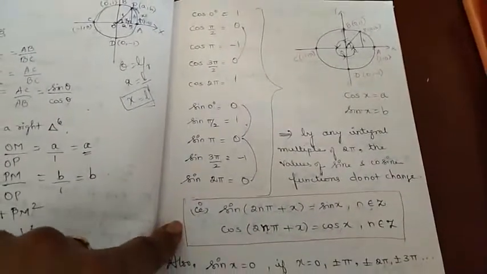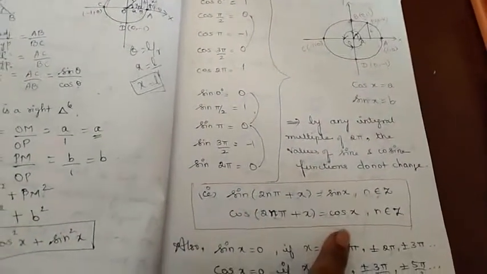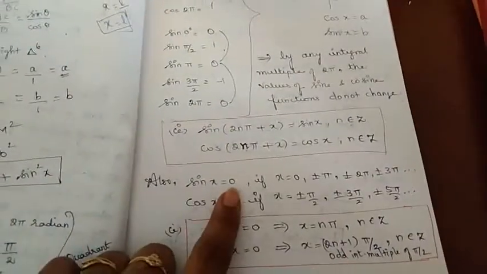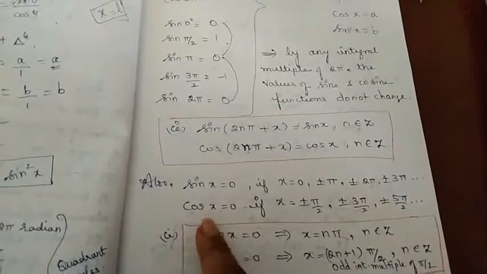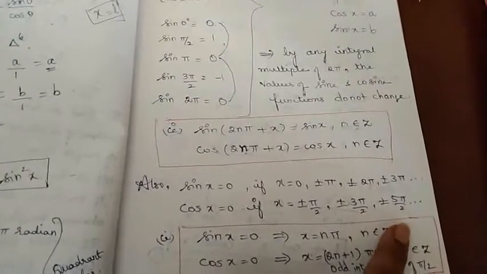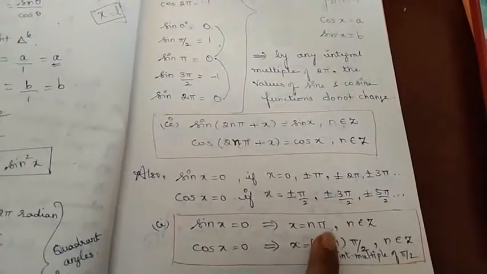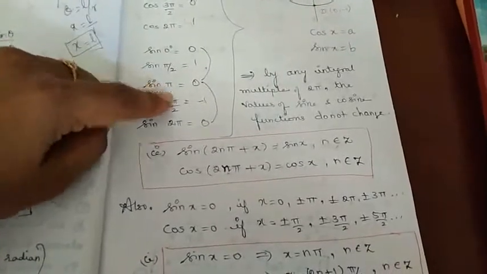This is again an important result you have to remember. Sin(2n pi plus x) is sin x. Cos(2n pi plus x) is cos x for any n belongs to Z. Also sin x is 0 if x is equal to 0, plus or minus pi, plus or minus 2 pi, etc. But cos x is 0 for x equal to plus or minus pi by 2, plus or minus 3 pi by 2, etc. So in general how will we write it? Sin x is 0 for x equal to n pi, because the sin value becomes 0 for x equal to 0, pi, 2 pi, and so on. But cos value becomes 0 only for pi by 2, 3 pi by 2, etc.